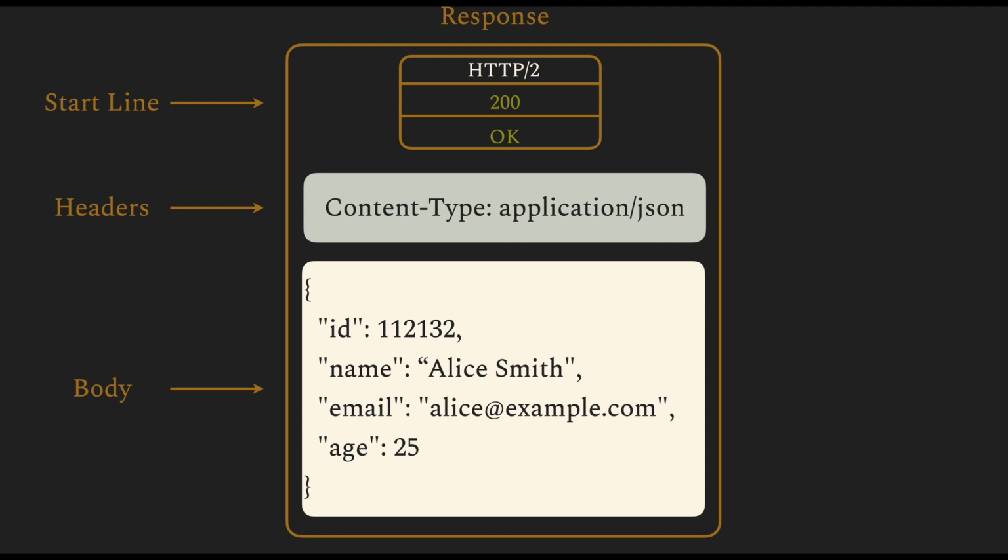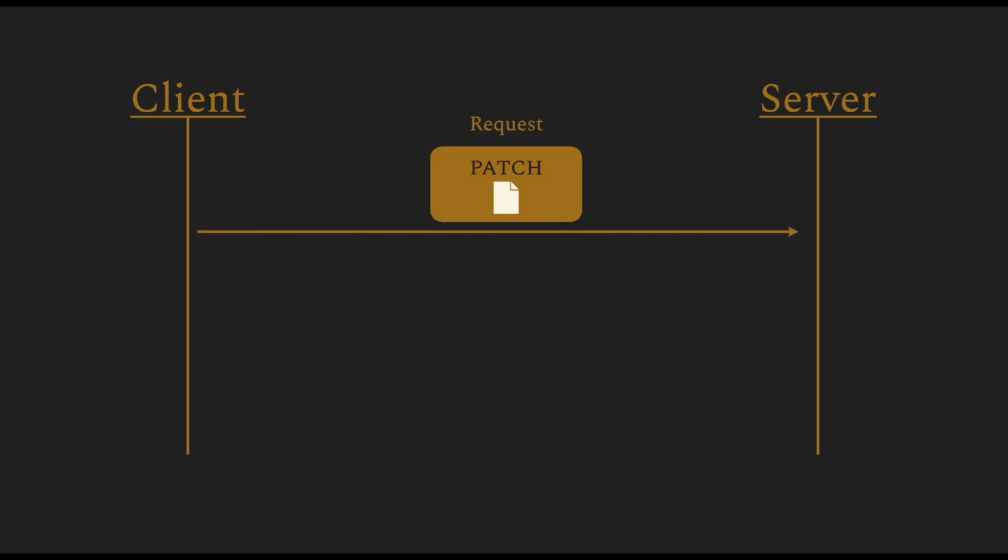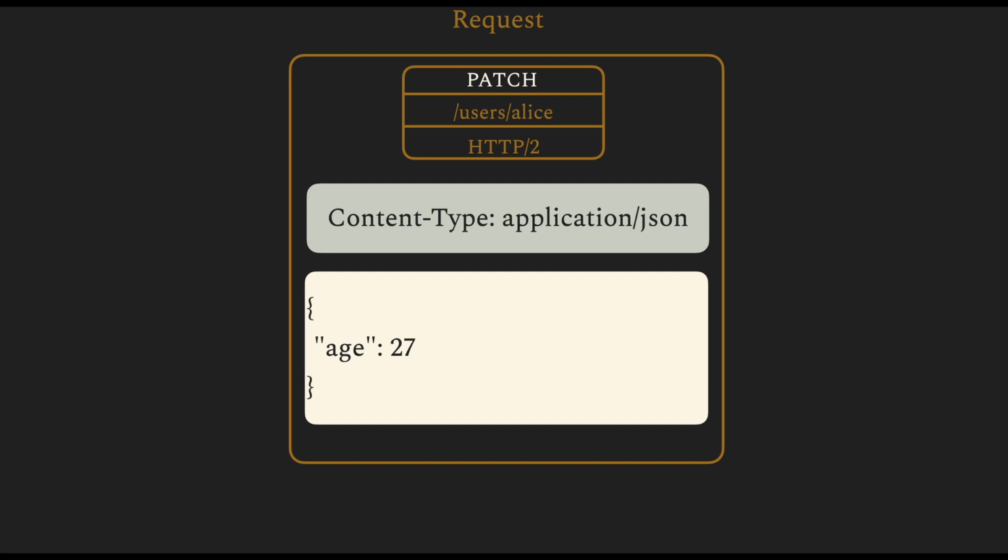And in this example, the body is a JSON object with 4 fields: the ID, the name, the email, and the age. If the client wants to now update only the age field, the client can send a PATCH request to the server, and the request might look something like this. The body contains only the field that actually needs to be updated, in this case the age, so we're going to update that from 25 to 27, and we are going to send this request to the server.